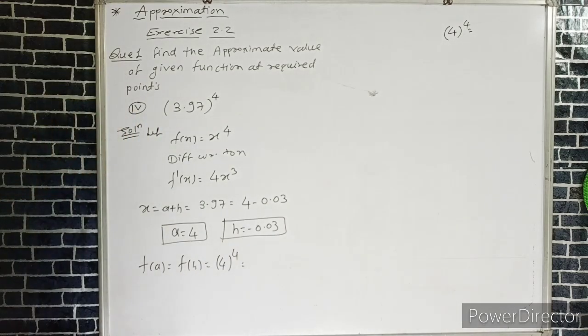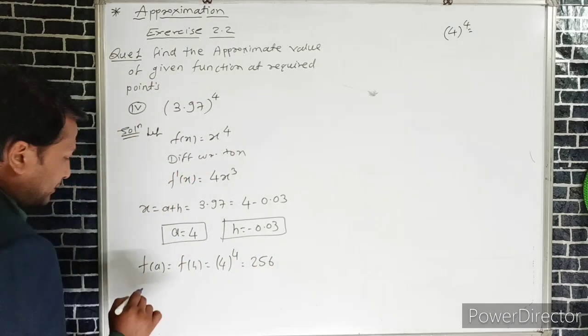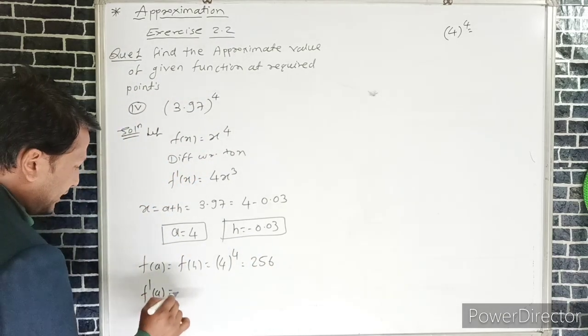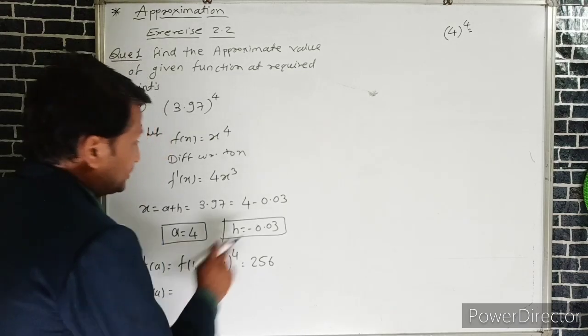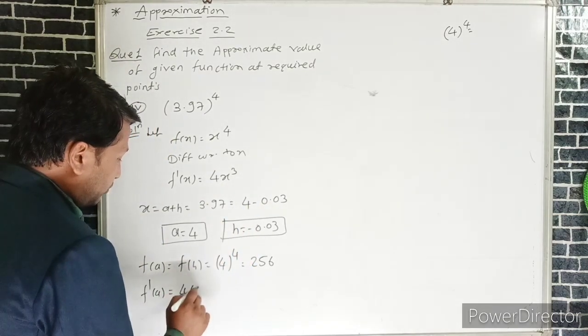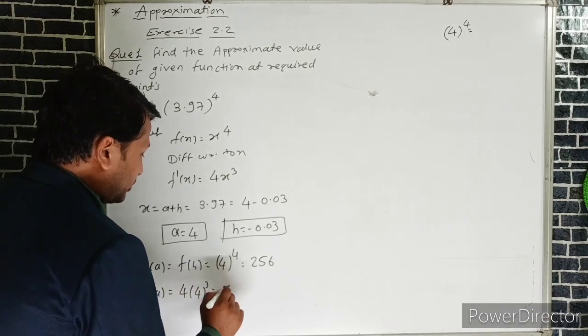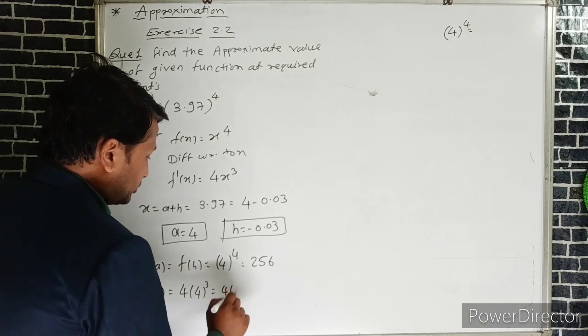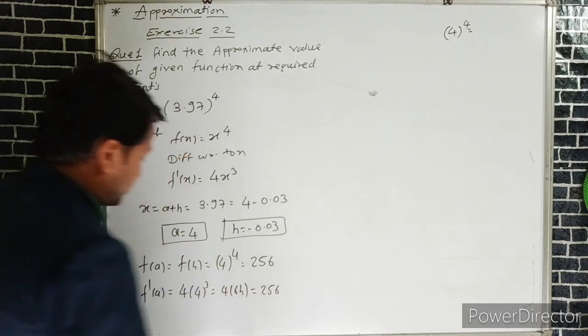And we know that the value of 4 raised to the power 4 is 256. After that we can find the value of f dash of a, which means 4 into 4 cube. 4 cube means 64, and 4 into 64 is again 256.